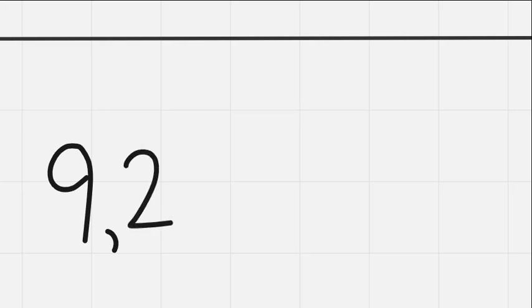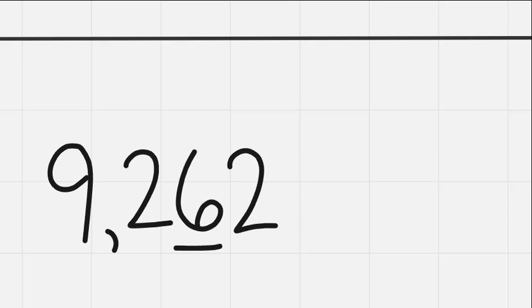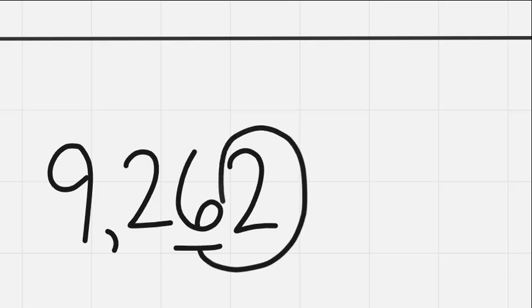The next number we're going to round is 9,262. We're going to round 9,262 to the nearest tens. What number will we underline? Which digit is in the tens place value? What number is going to tell 62 how to round? And what numbers can we ignore?